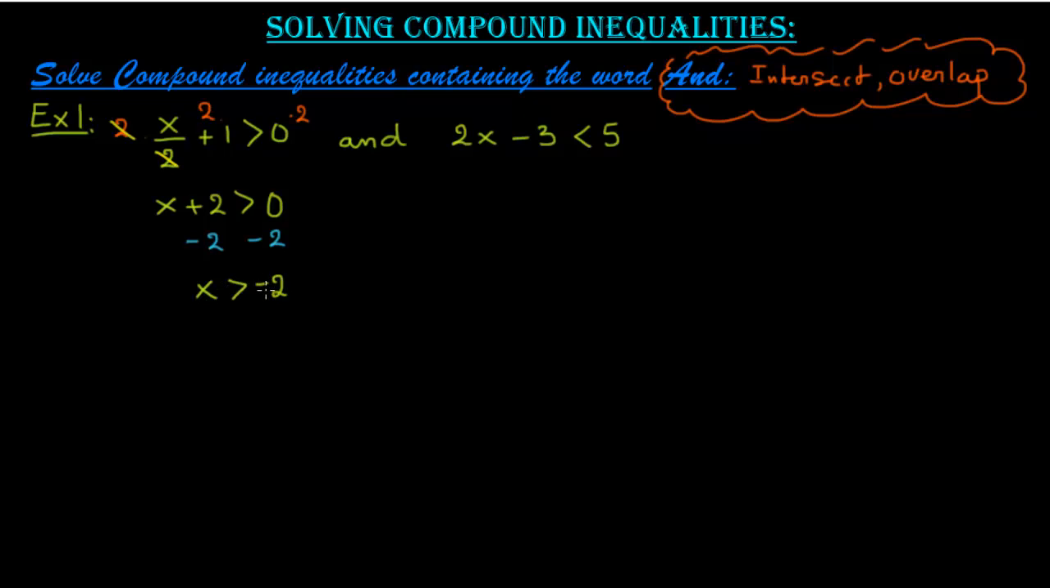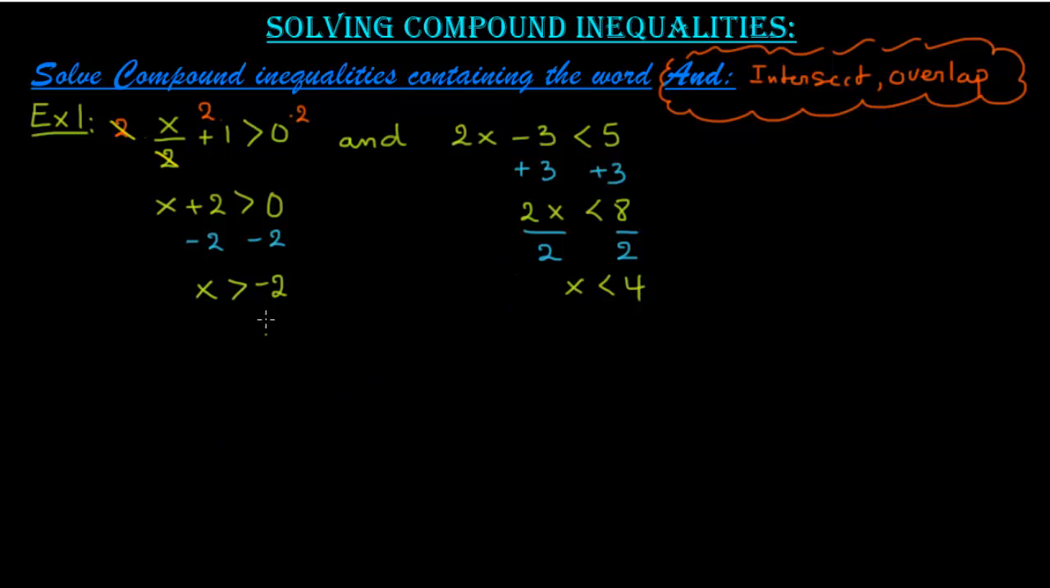Okay, and on the right hand side, we don't have fractions, straightforward, just isolate the x. So add 3 on both sides. We will have 2x less than 8 and divide both sides by 2. So we will have x less than 4.